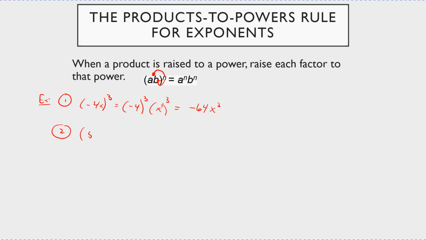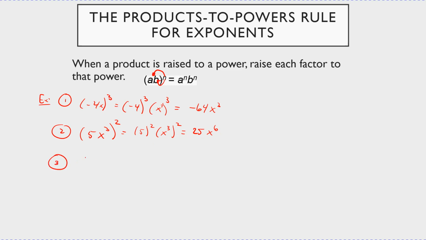If you have this one, 5x cubed, squared, you're going to distribute. You're going to get 5 squared times x cubed squared. Well, what's 5 squared? 5 squared is 25. And then look, power to a power, you multiply. 3 times 2, you get x to the 6th.